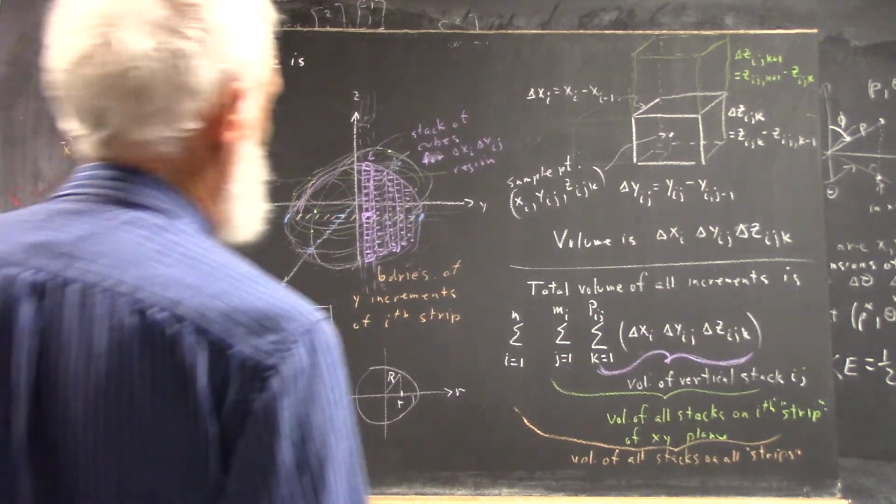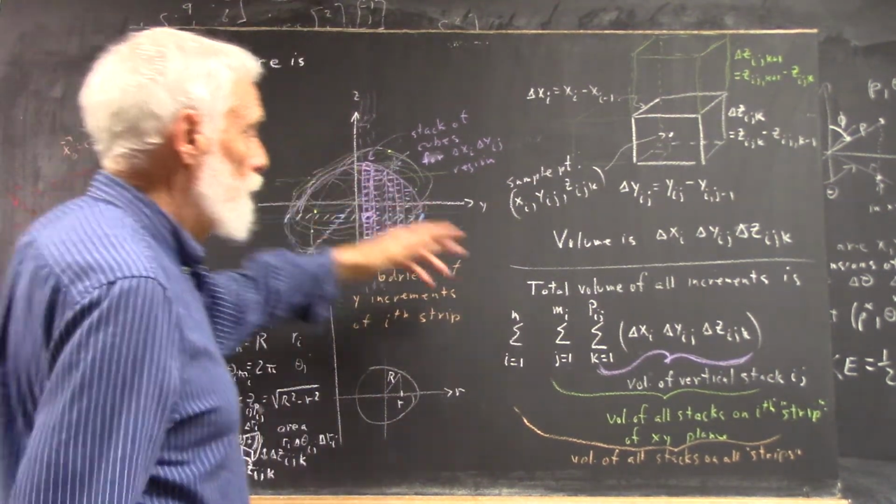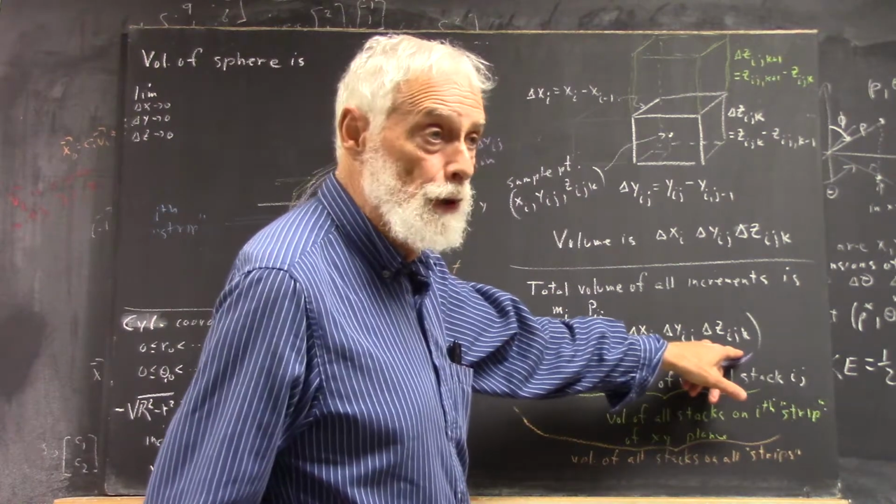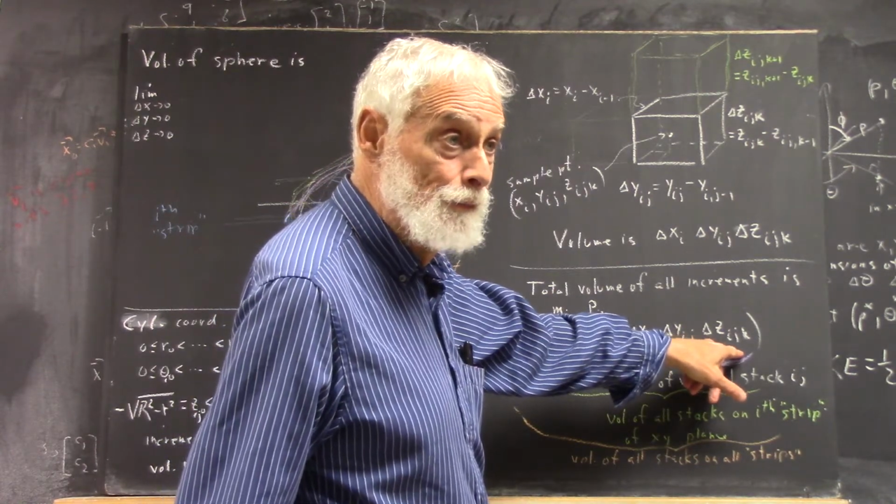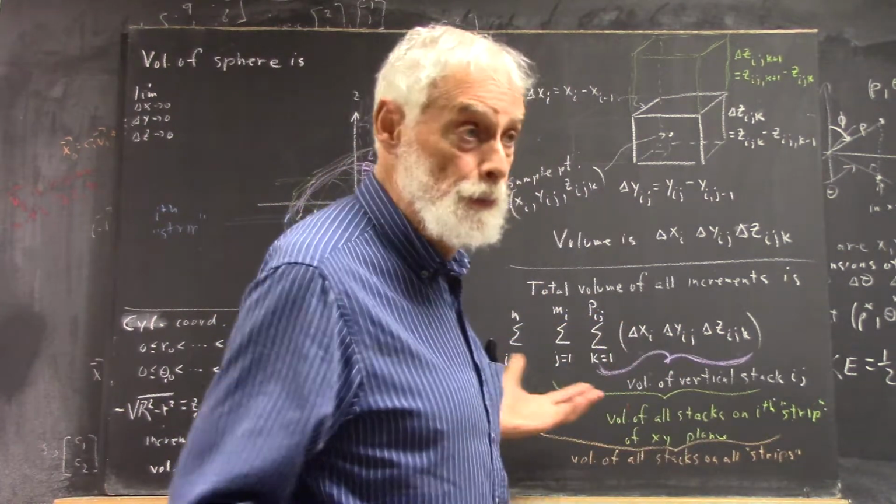So again, we want the volume of the sphere. Well, we take the limit as all your delta x's, delta y's, and delta z's here go to 0. Limit of these sums, and it leads to a simple integral.